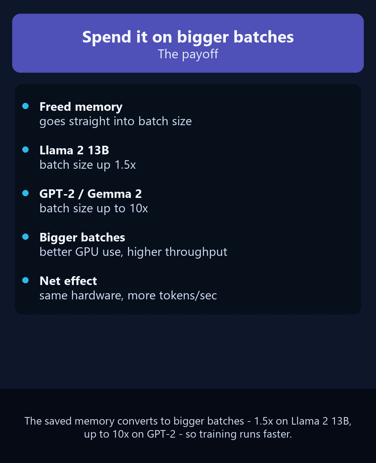What do you do with all that freed memory? You spend it on bigger batches. CCE let researchers raise the batch size by 1.5 times on Llama 2 13 billion, and by up to 10 times on GPT-2 and Gemma 2. Bigger batches mean better GPU utilization and higher training throughput. So the same hardware trains more tokens per second. The memory saving converts directly into speed and lower cost.